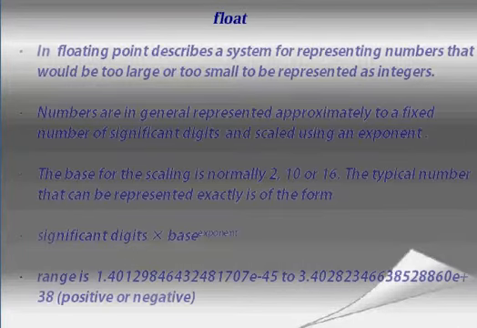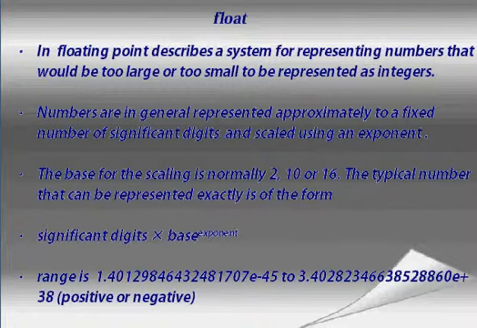Float. In computing, floating point describes a system for representing numbers that would be too large or too small to be represented as integers. Numbers are in general represented approximately to a fixed number of significant digits and scaled using an exponent. Use a float, instead of double, to save memory in large arrays. We do not use this data type for exact values such as currency. The float data type is a single precision 32-bit IEEE 754 floating point.